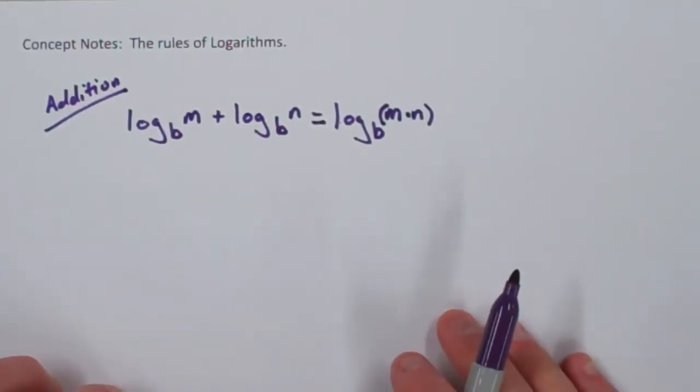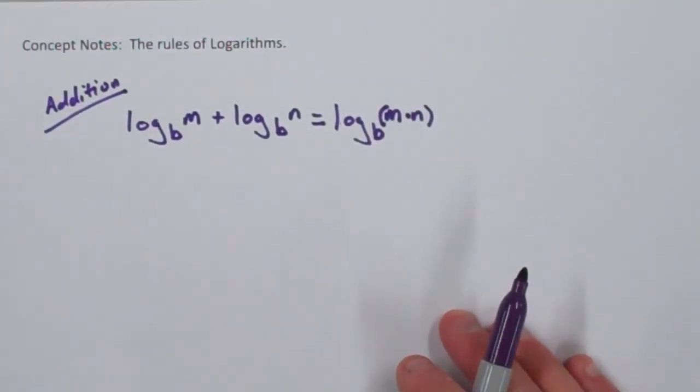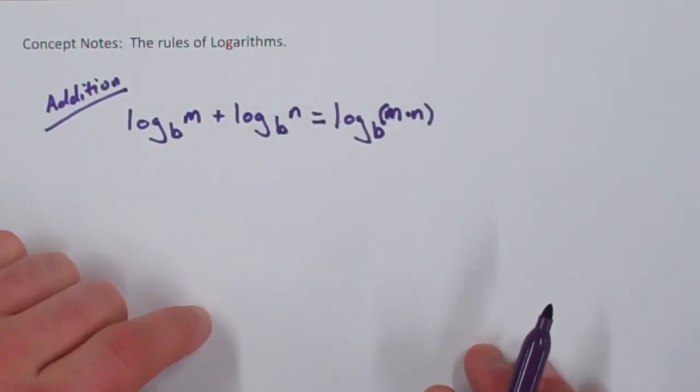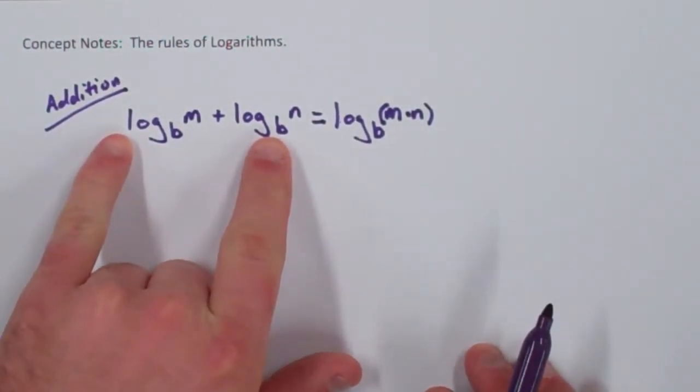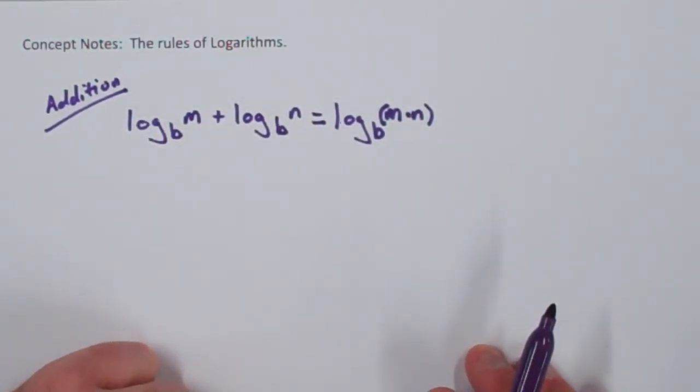If you think about this, logarithms are the inverse of exponents. So if you had the same base, let's say b raised to the x power times b raised to the y power, that would be b to the x plus y. In other words, you would add the exponents. So for logarithms, it works just the reverse. If you're adding the logarithms, then you multiply the m and the n in the argument position.